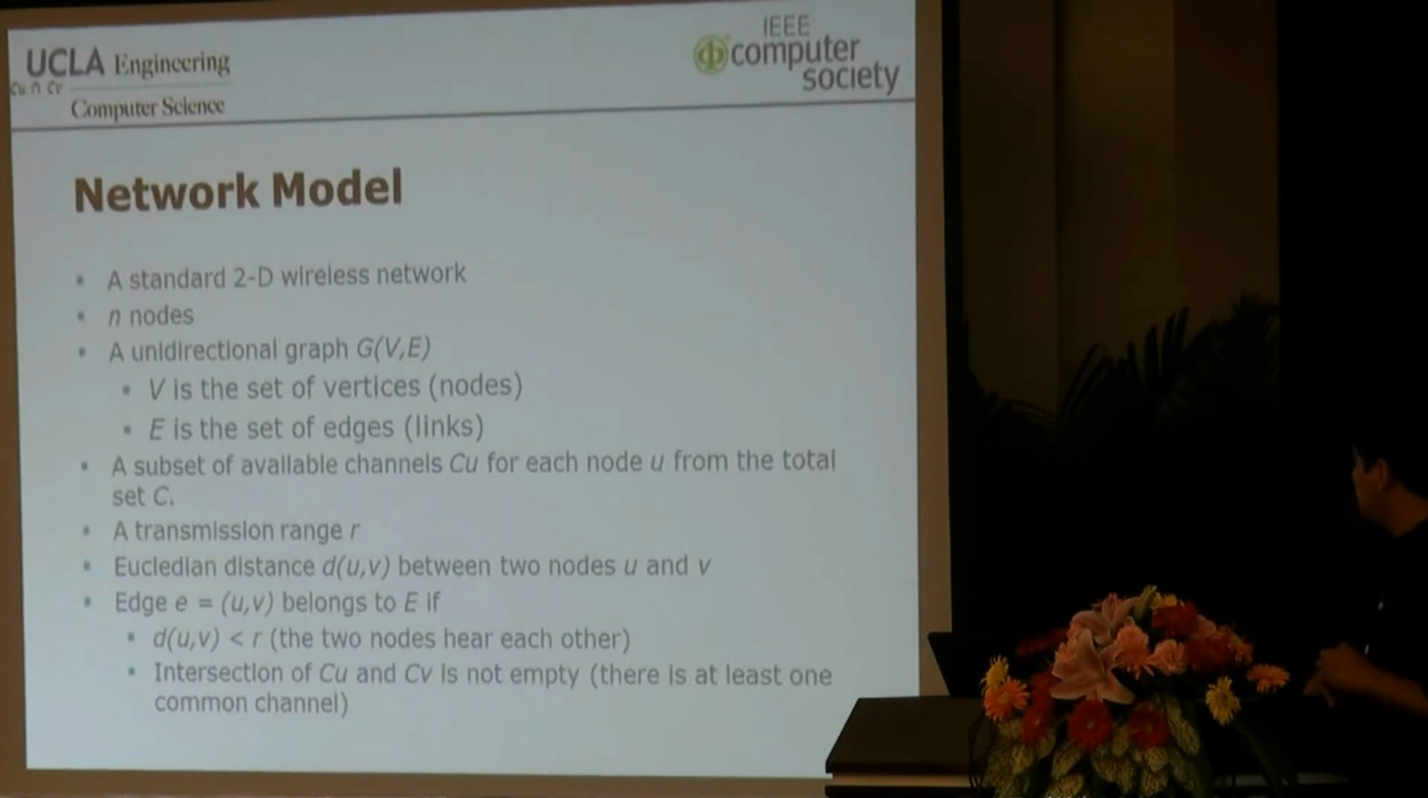We have a set of channels available. For example, in Wi-Fi, we have 3 orthogonal channels, so we could use 3 in this case. And each node u may have available a set C_u of the channels it can connect to. And the sensor nodes have a fixed channel, so they don't move around, and they don't have the intelligence to do channel allocation. There's a fixed transmission range. We define the function d of nodes u and v as the Euclidean distance. And an edge belongs to the available links if the distance between the 2 nodes is within their transmission range.